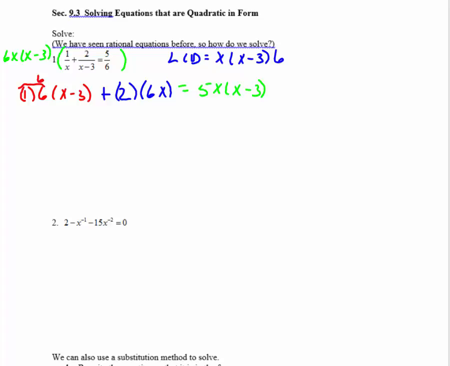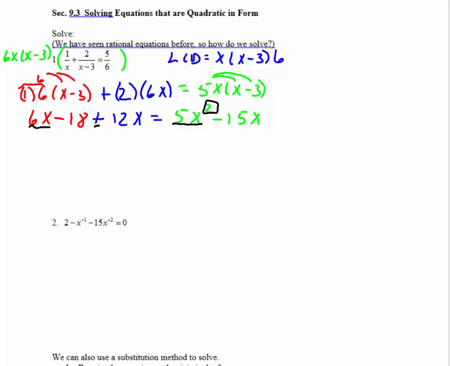So 1 times 6 is 6, and then we'll distribute the 6. We get 6x minus 18. 2 times 6x is 12x, equaling, distributing the 5x, 5x times x is 5x squared, and 5x times 3 is a negative 15x. So now we see that we do have a quadratic equation because of that square right there. So I'll combine like terms and bring everything over to the other side. I'll take things to the right hand side because the 5 is already positive.